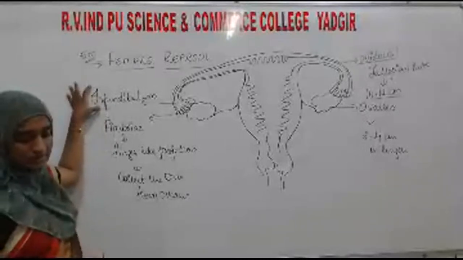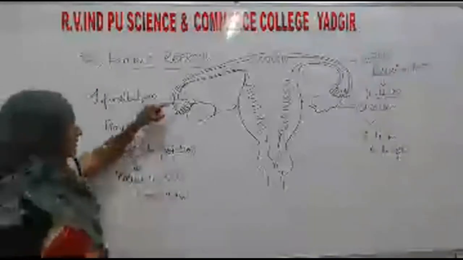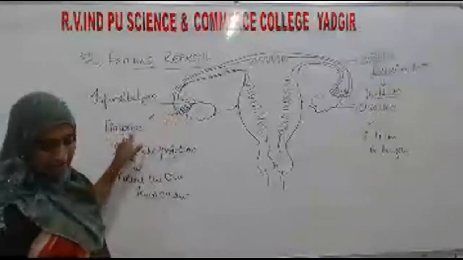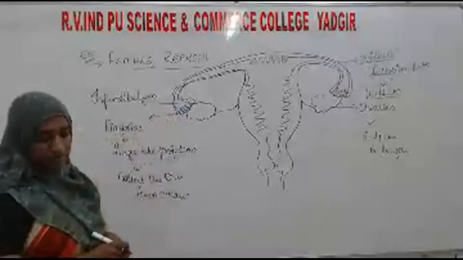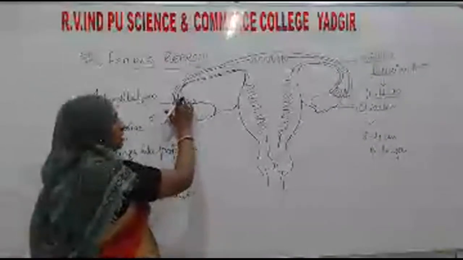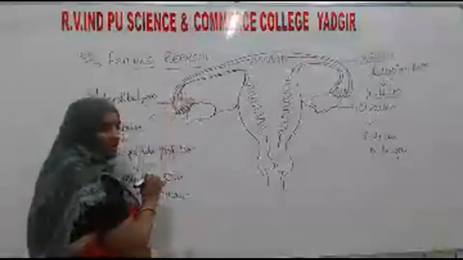Okay, the next, infundibulum. The edges of the infundibulum, you can see, possess finger-like projections, which we call the fimbria, which helps in the collection of ova after ovulation. Only this funnel-shaped part we are calling the infundibulum.